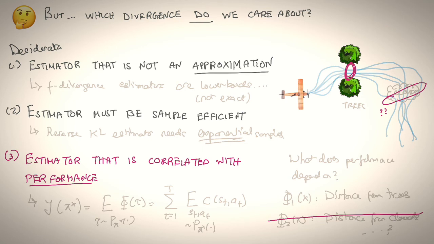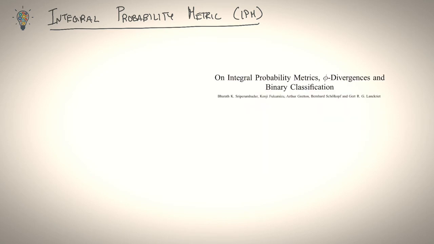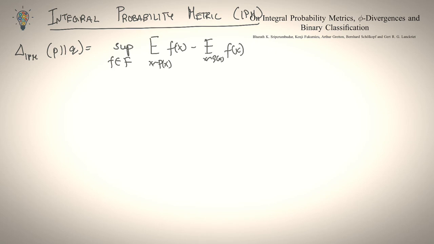So put differently, the moments we're using in our estimator must ultimately relate to the moments of the human's cost function. And it turns out there is a class of divergences that do in fact meet all three of our desiderata. They're called integral probability metrics, or IPMs for short. There's a wonderful paper on IPMs I highly recommend reading, but to put it compactly, IPMs are by definition the difference in expected moments measured under P of x minus Q of x, where the moment is the maximum moment function from a class of moment functions.